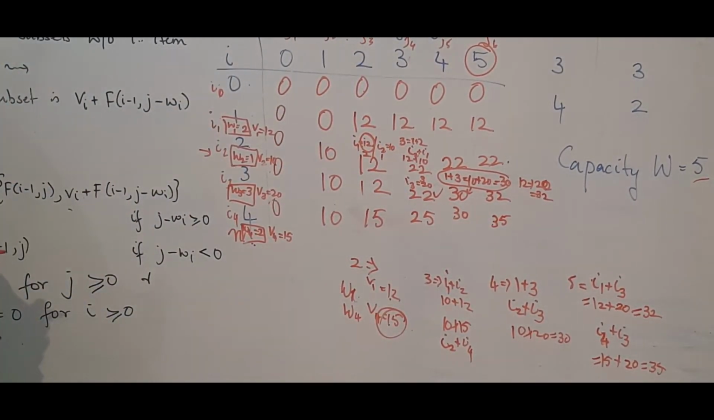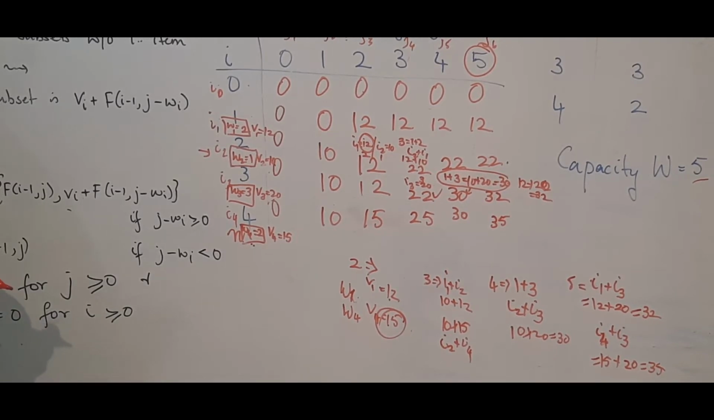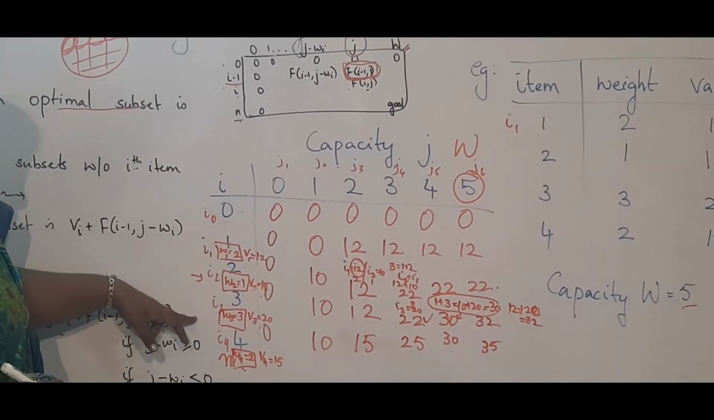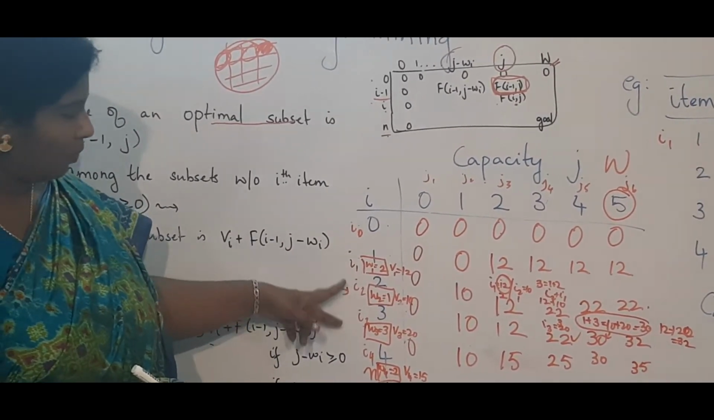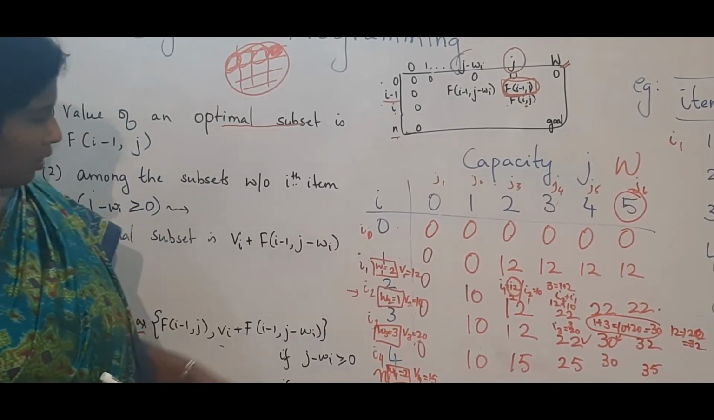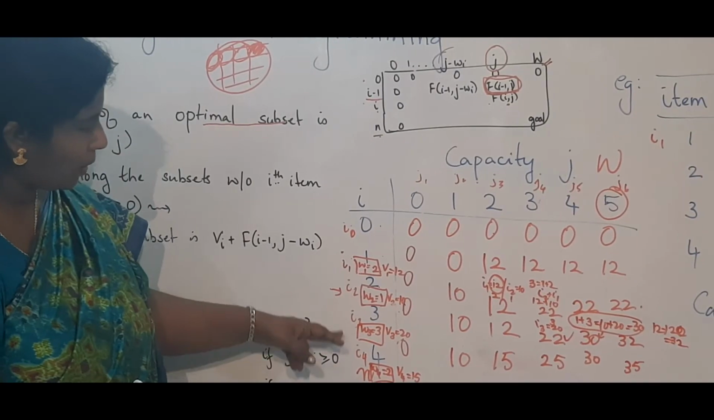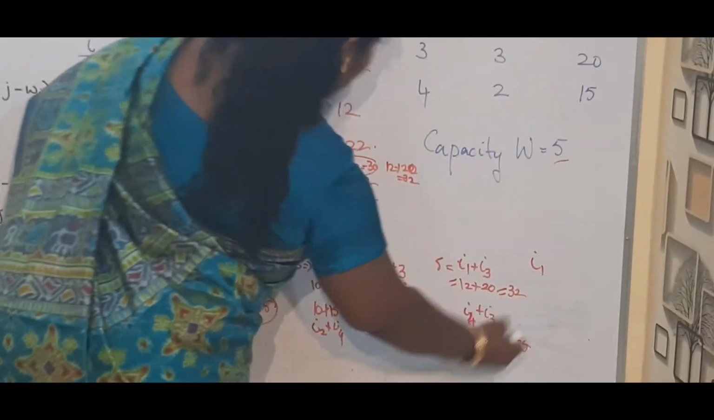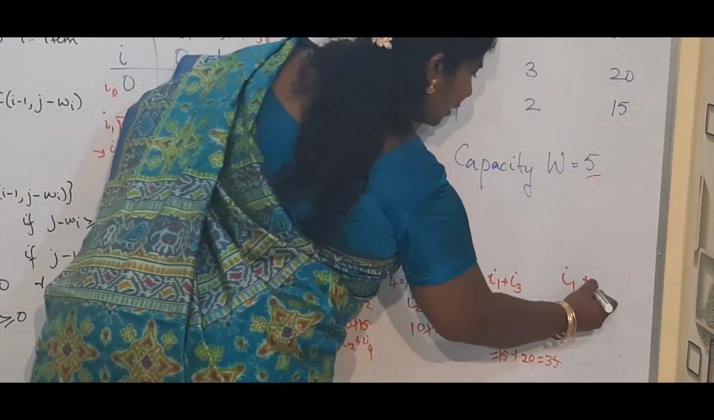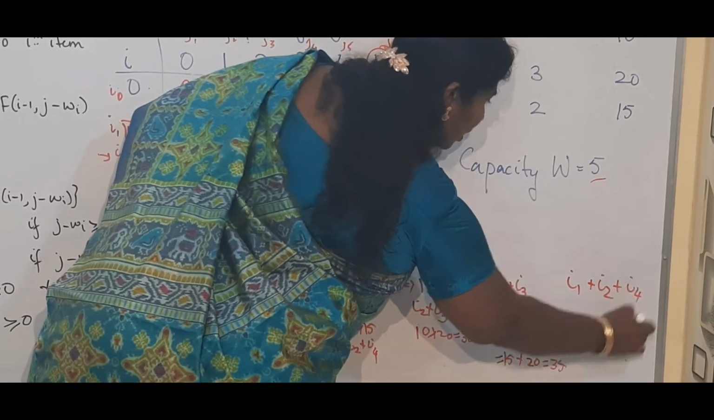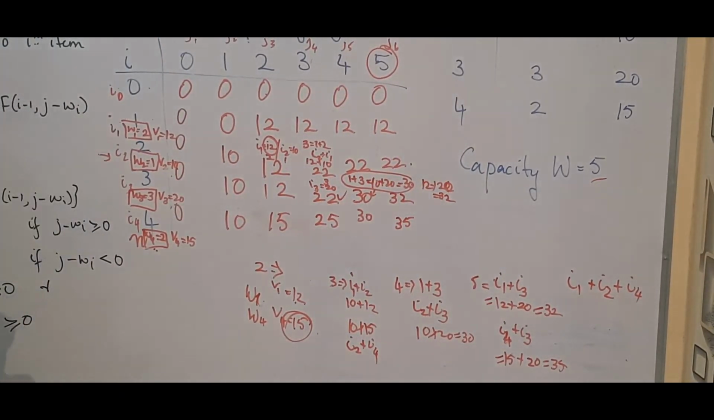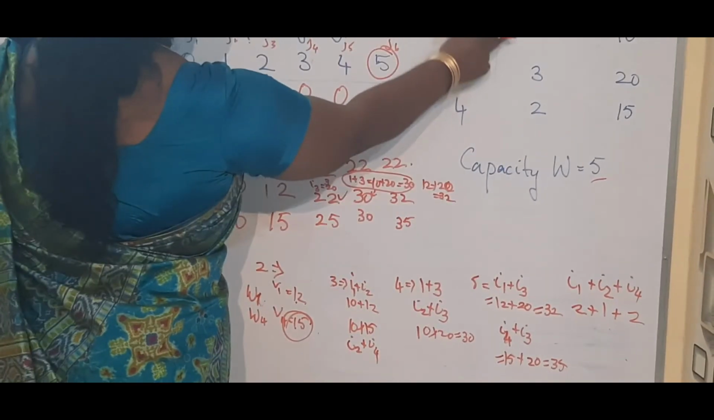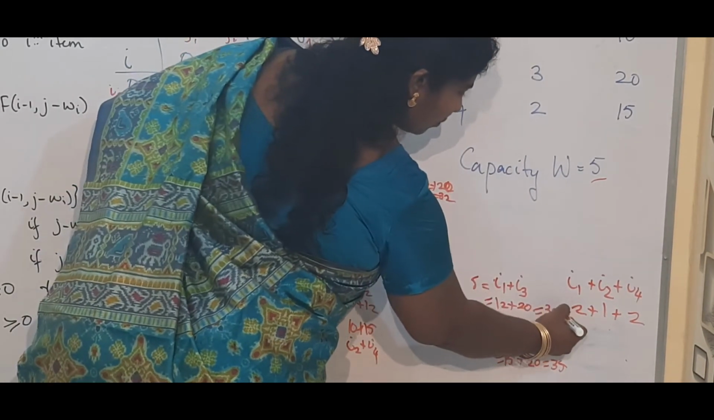Now we have to find out whether there is any other possibility or any other combination which is possible. So 2 plus 3 we have, and we can also have another combination, that is 2 plus 1 plus 2. That is item number 1 plus item number 2 plus item number 4. It is going to be capacity of 2 plus 1 plus 2, so that is also going to give me 5.